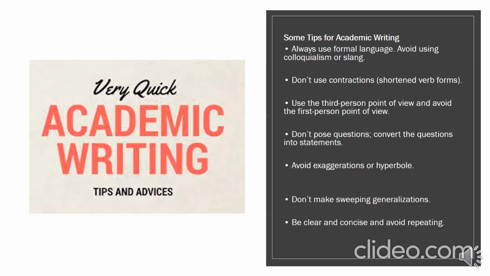There are some tips for academic writing. Number one, always use formal language. You have to avoid using colloquialisms or slang words. Second, don't use contractions. These are shortened verb forms. Use the third person point of view and avoid the first person point of view. Also, you don't have to pose questions, but you have to convert these questions into statements. Avoid exaggerations or hyperbole. Don't make sweeping generalizations. And lastly, you have to be clear and concise and avoid repeating.